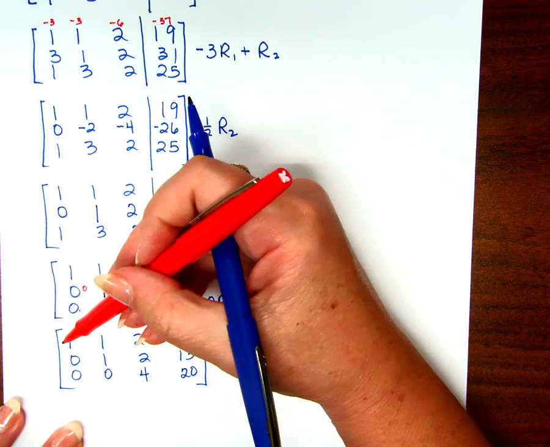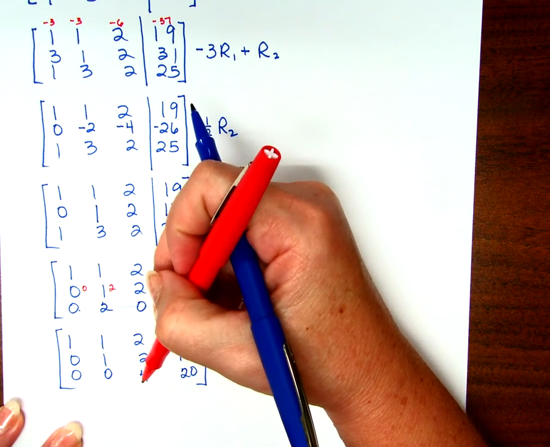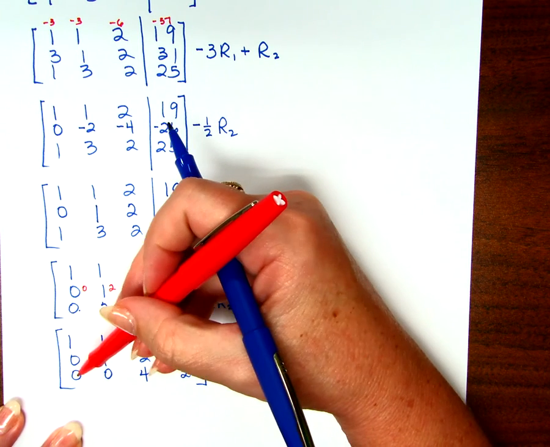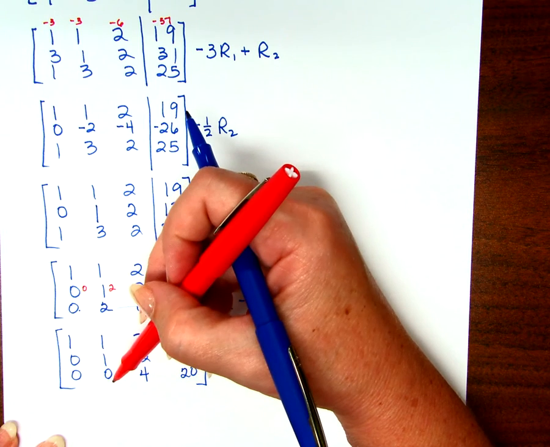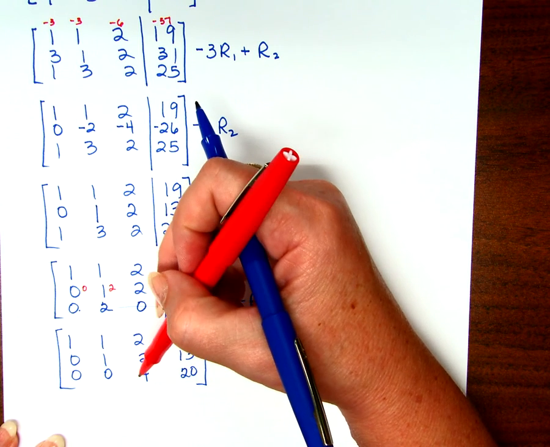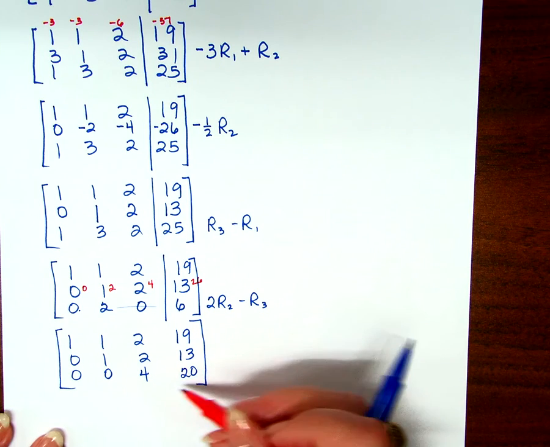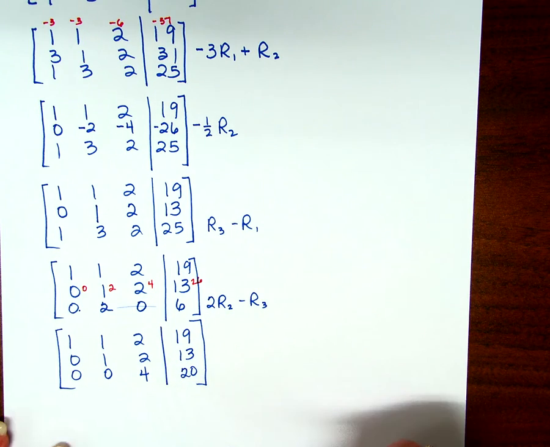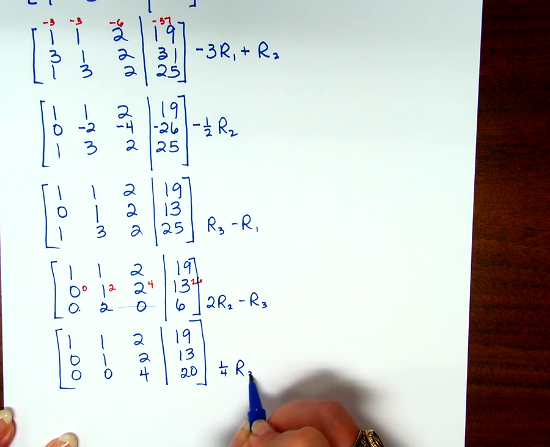Think about what I need. I need a diagonal of 1s. I need 0s here and 0s here. So my 0s here are good, so I don't want to add anything together that would give me anything but 0s here, right? Is my diagonal of 1s good? No, but divide both sides, or not both sides. I need to divide this row by 4, don't I? So 1/4 times row 3.